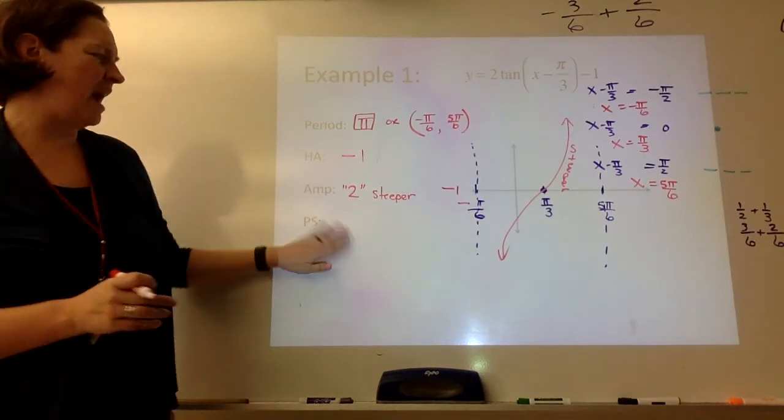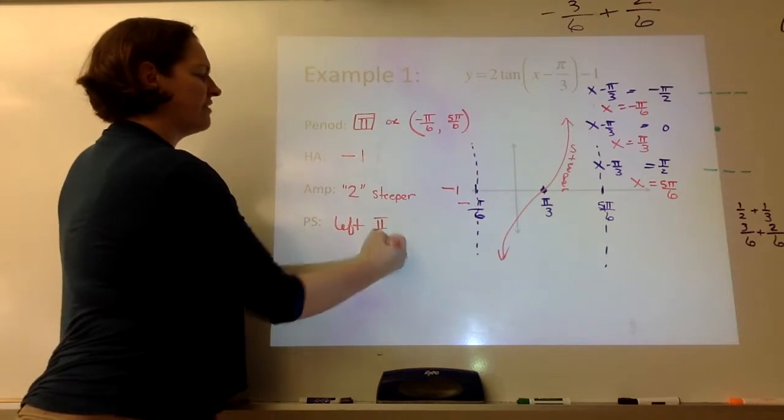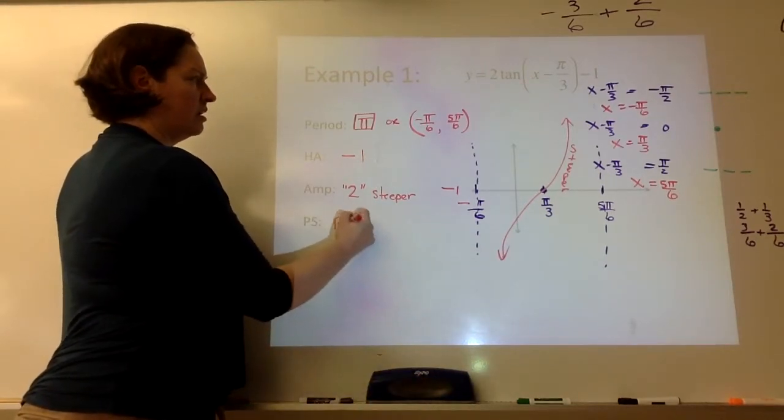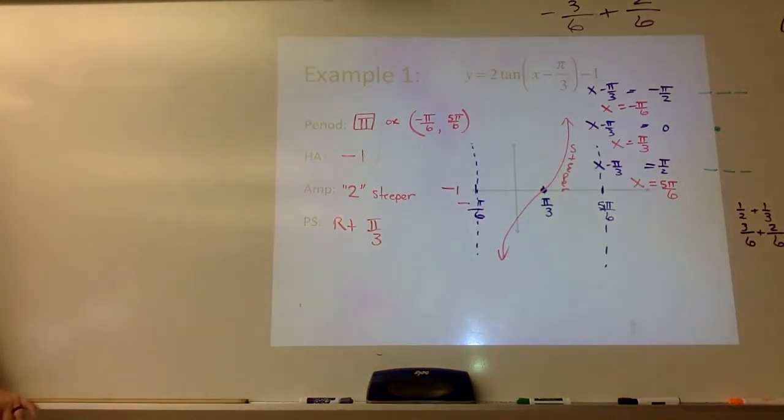So this is actually, how did we shift this? We went left pi over 6, is that right? No, we didn't. What did we do? We went right pi over 3. Why is it right pi over 3? Oh my god, my brain. I'm going to die. How do you all feel?